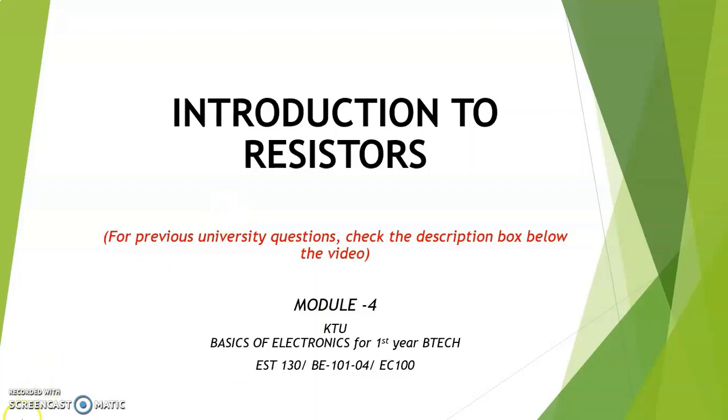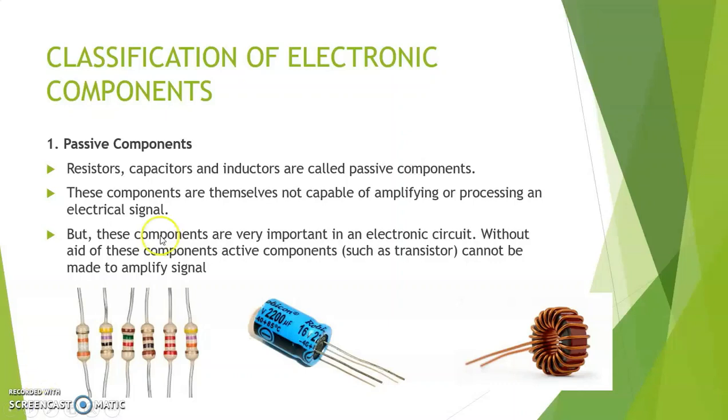In this lecture, we shall study about resistors. So first of all, let us study how electronic components are classified. They are classified into active and passive components. So the first one, passive components. The examples are resistors, capacitors and inductors.